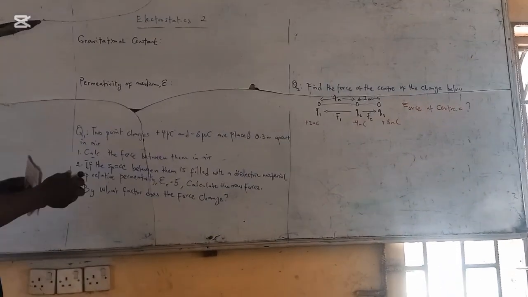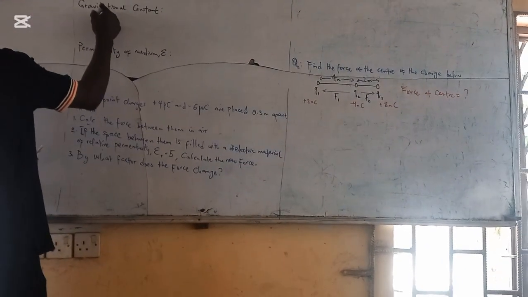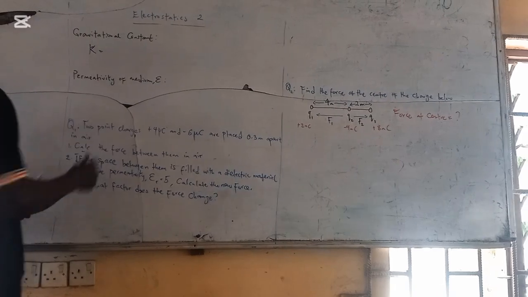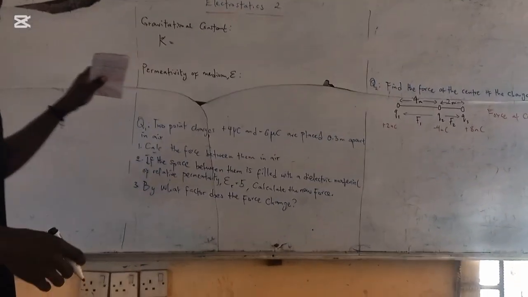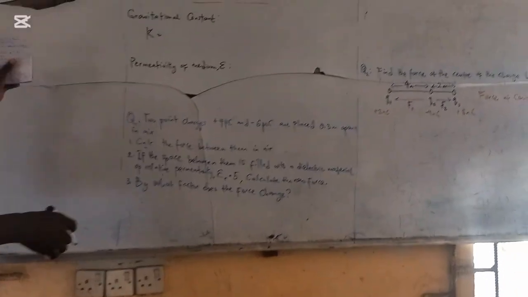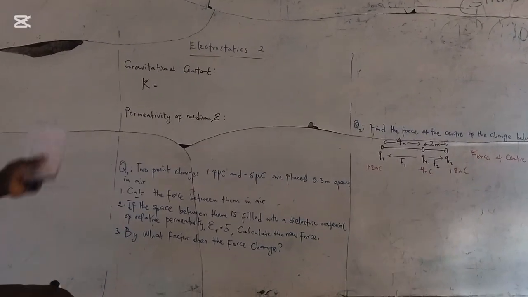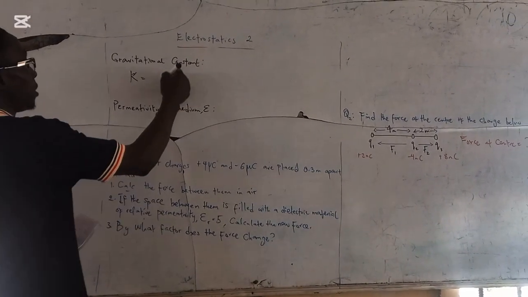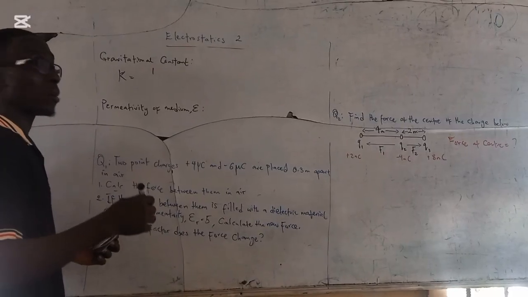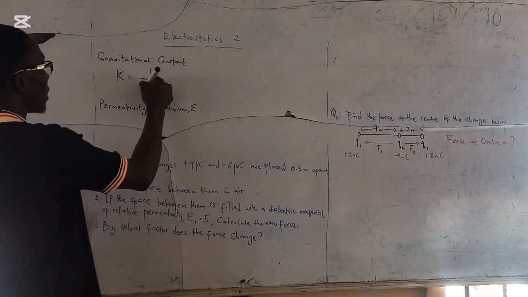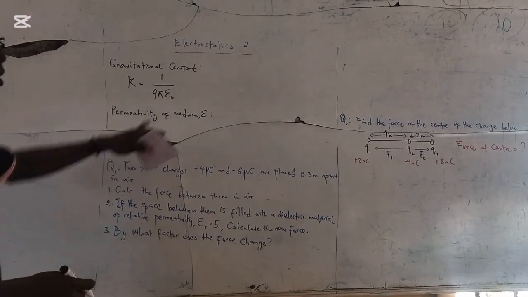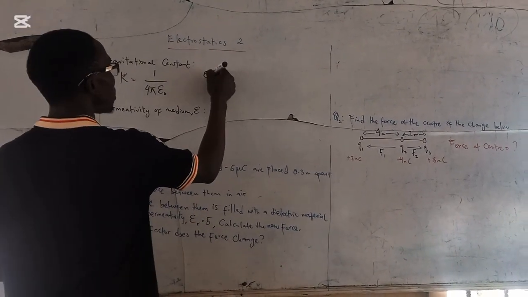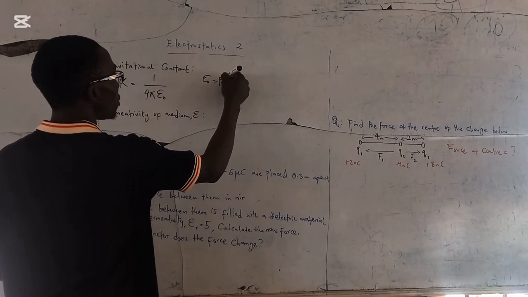We know the constant K to be 9 times 10 raised to the power 9, but there is another way to get it apart from this. That is when it involves the permittivity. We can get it as 1 over 4 pi epsilon naught. And what is epsilon naught? Epsilon naught is the permittivity of free space.